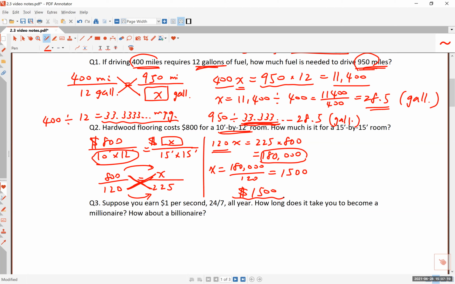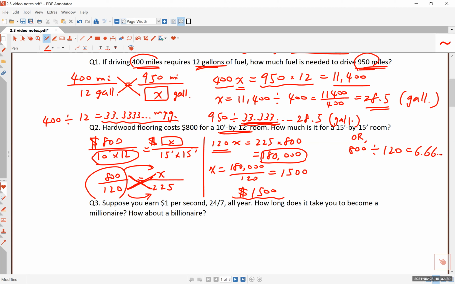You could also do this by some other ways. Like for instance, if you just go ahead and divide the right-hand side, the left-hand side, 800 divided by 120, what you get is 6.66666.